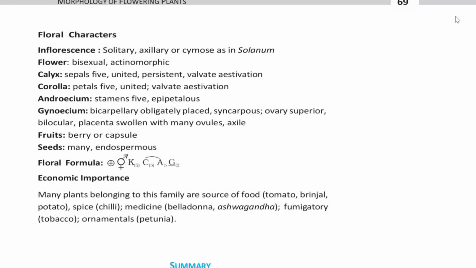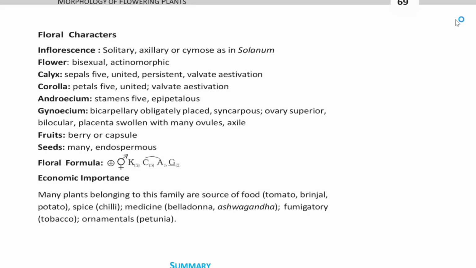Floral characters. Inflorescence. Solitary, axillary, or cymose as in Solanum. Flower. Bisexual, actinomorphic. Calyx. Sepals 5 united persistent valvate aestivation. Corolla. Petals 5 united valvate aestivation. Androecium. Stamens 5 epipetalous. Gynoecium. Bicarpellary obliquely placed. Syncarpous ovary superior. Bilocular. Placenta swollen with many ovules axile. Fruits, berry or capsule. Seeds, many endospermous.